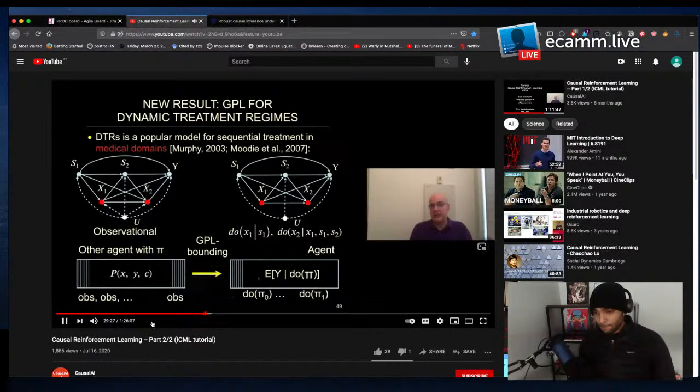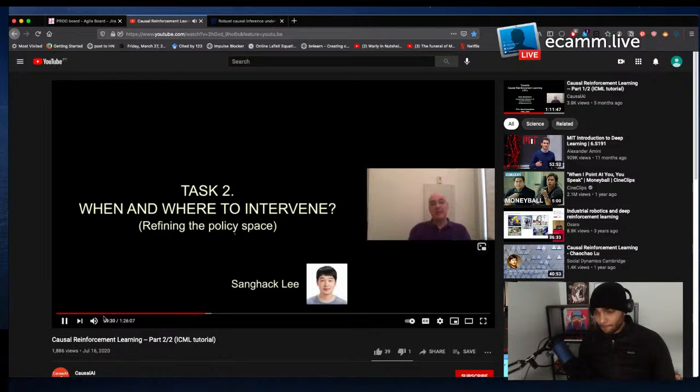I want to move to task 2. I'm slightly slow here, but I think it's okay. The second task is when and where to intervene. Refining the policy space. This is work with Sangak Lee, my postdoc in my lab, the causal AI lab. Very nice work with him, and he will help.